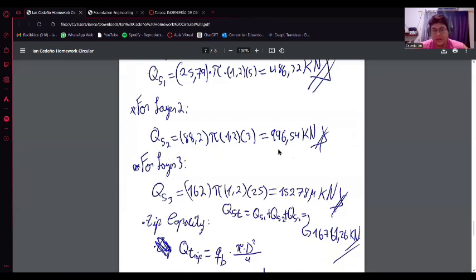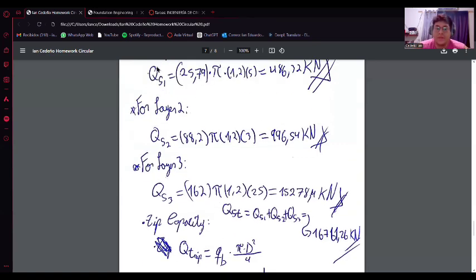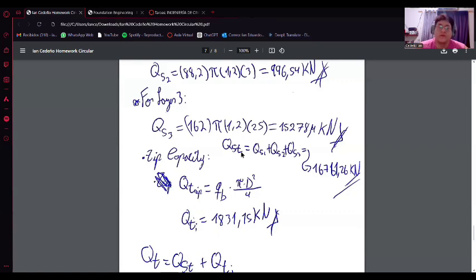Q shaft 2, for layer 2, is 96.54 kilonewtons. For layer 3, Q shaft 3 is 15,278.4 kilonewtons. We're going to do a summation of these three Qs and have Q shaft total.